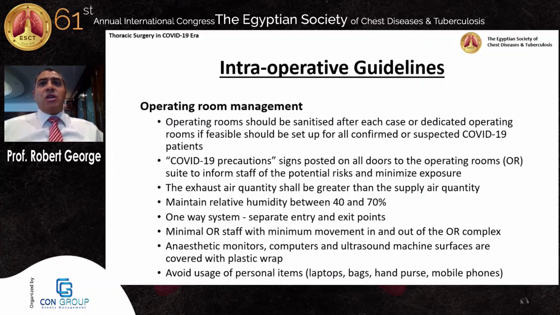The exhaust air quantity shall be greater than the supply air quantity. Maintain relative humidity between 40 to 70%. We use a one-way system, so we separate the entry and the exit points. Minimize OR staff, with minimum movement in and out of the operating room. Anesthetic monitors, computers, and ultrasound machine surfaces are all covered with plastic wraps, and these should always be sanitized before and after each case. And we avoid use of personal items such as laptops, bags, handbags, mobile phones, etc. Of course, this is what we do in UCL. Other hospitals can do whatever they can, allowing for their resources.